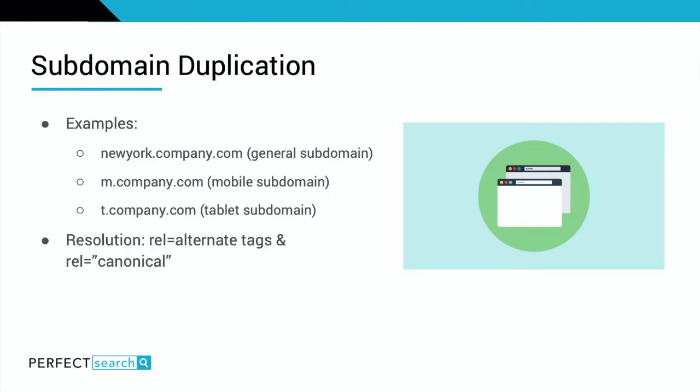Subdomain duplication is kind of similar. It is when you have multiple different subdomains on your site, and therefore have essentially two different versions of your site living under two different subdomains. So the resolution here would be using rel equals alternate tags and rel equals canonical tags, pointing to the proper main and authoritative version of your domain, so that crawlers can understand which pages are the most important and which pages are duplicate.